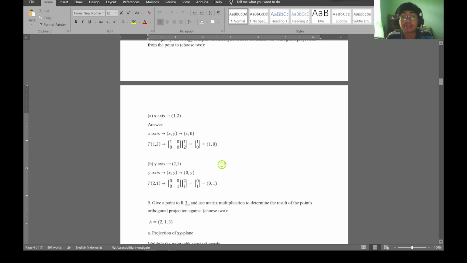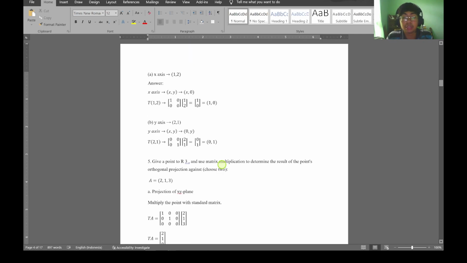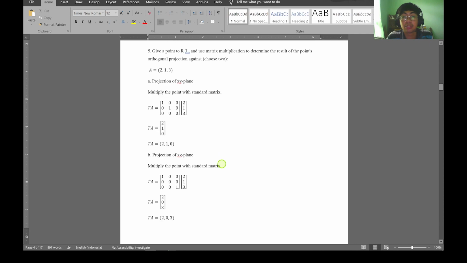Get it? Okay, so next is number 5. Give a point in R3 and use matrix multiplication to determine the result of the point's orthogonal projection.